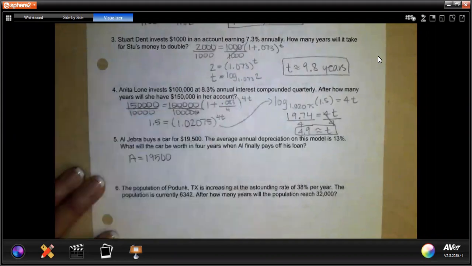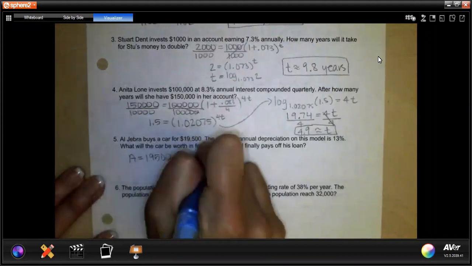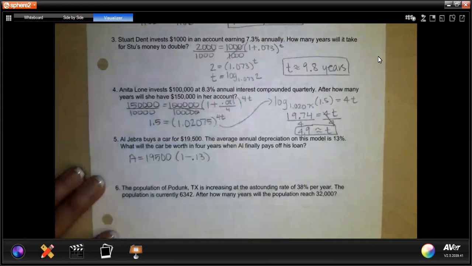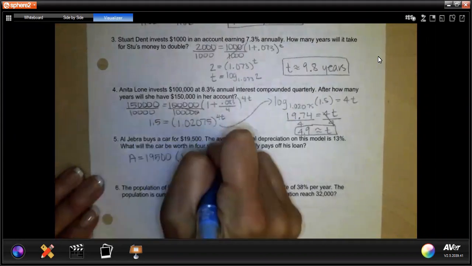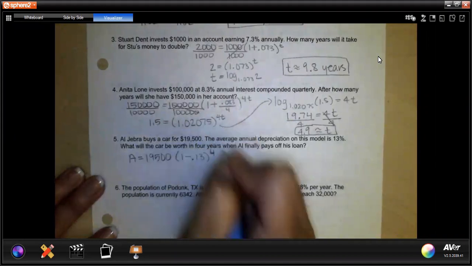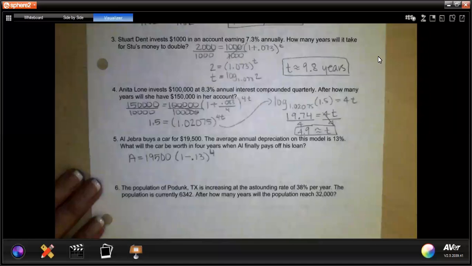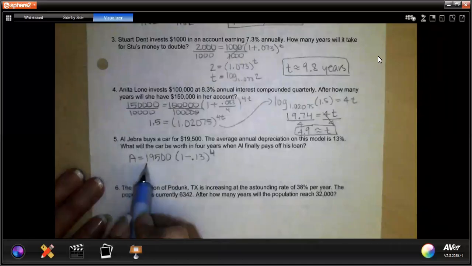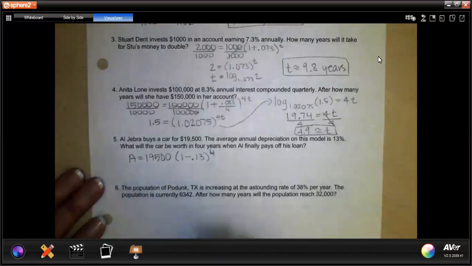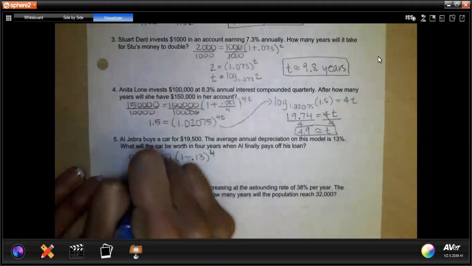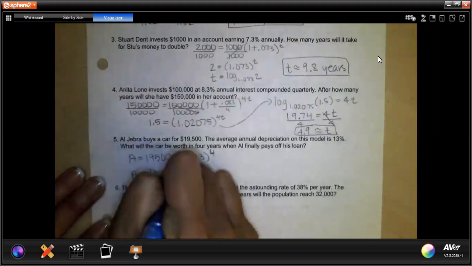So we get 19,500 times 1 minus 0.13 to the t power. And in this case, that t is 4. It told us 4 years right here, so I'm going to put in a 4 for the t. This is that easier type. All I have to do is plug this into the calculator, and it'll give me my amount, which is $11,171.50.